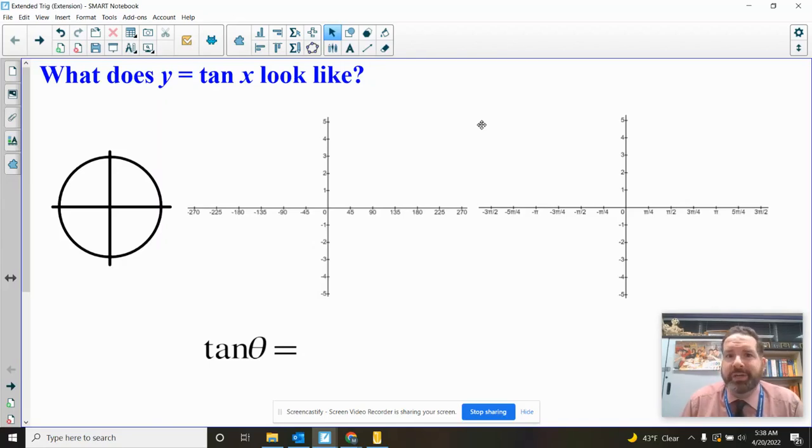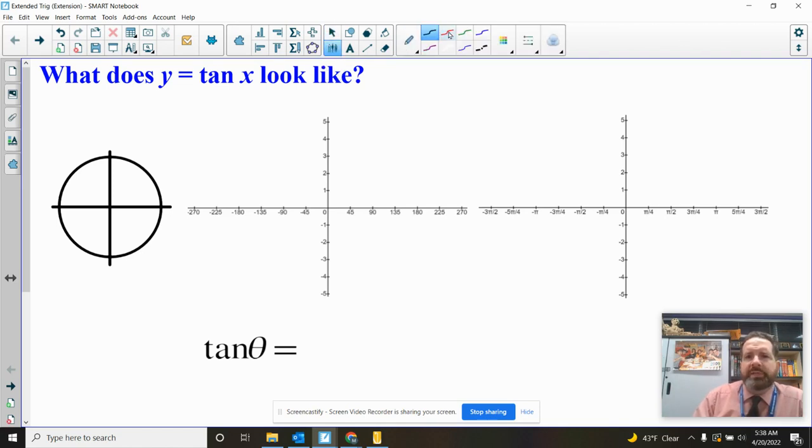So in this extension video lesson, we're going to look at the graph of the tangent function. And we're going to do kind of the same thing we did with sine and cosine. We're going to think through the unit circle, plot some points, and then make a sketch between them. Let's first take a moment to remind ourselves what tangent is.